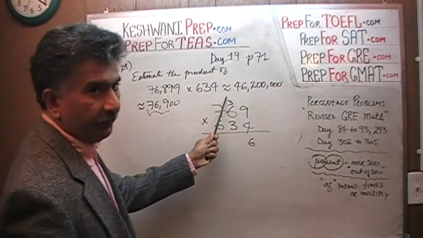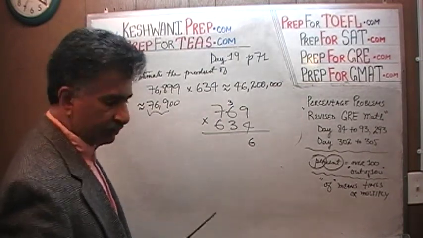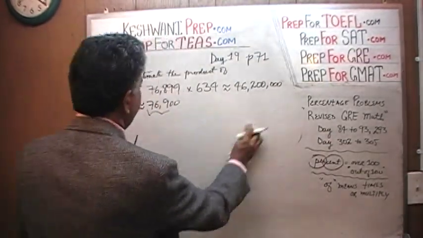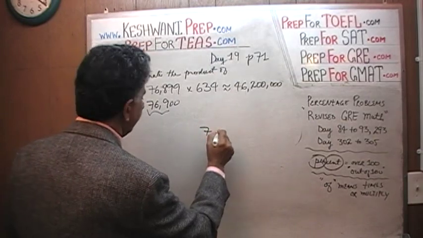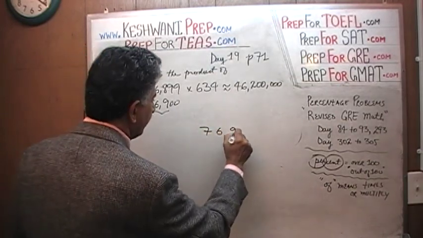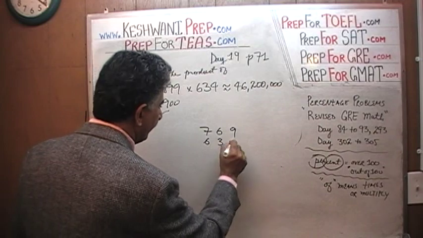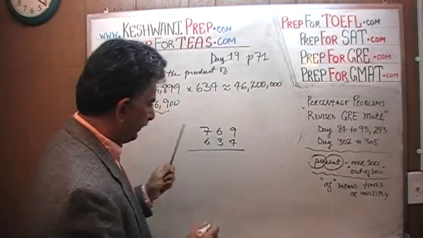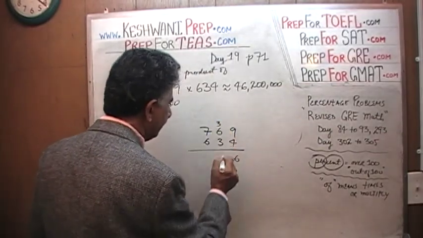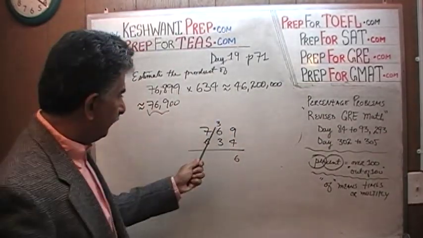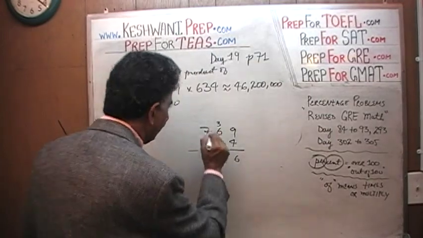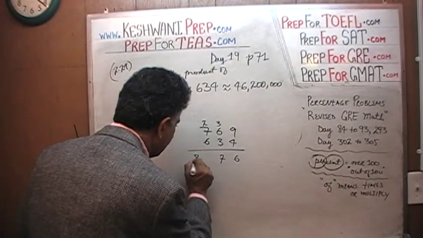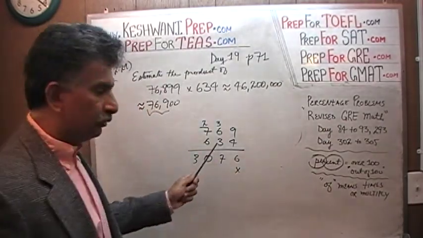I realize that I don't have enough room here to do the second stage and the third stage. Let's bring it down a little bit and you will see what I mean in a second. 7, 6, 9 and 634. 4 9s are 36, 6, carry 3. 6 4s are 24, 24 plus 3 is 27, 7, carry 2. 7 4s are 28, plus 2 is 30. That part is done. Let's go on to 3.